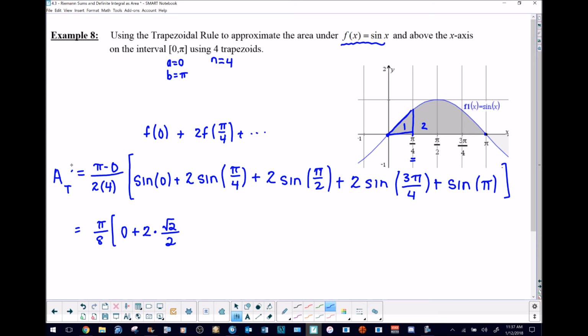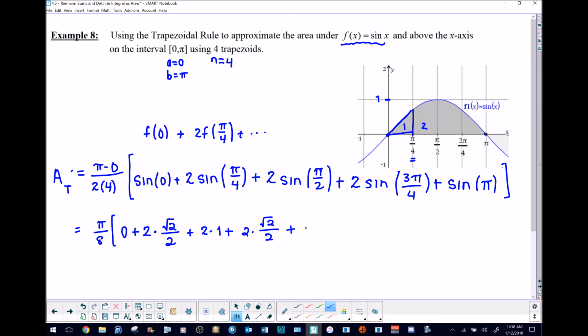When we get to sine of pi over 2, we know that that value is 1. You can actually see that somewhat from the picture. Then we have 2 times the sine of 3 pi over 4. Well, 3 pi over 4 has a sine ratio that's the same as the sine ratio of the pi over 4. Just in a different quadrant, but in quadrants 1 and 2, we know that sine is going to be positive. And then we go to our last piece, which is the sine of pi, which is another 0, right? 1 times 0, which is just still going to be 0.